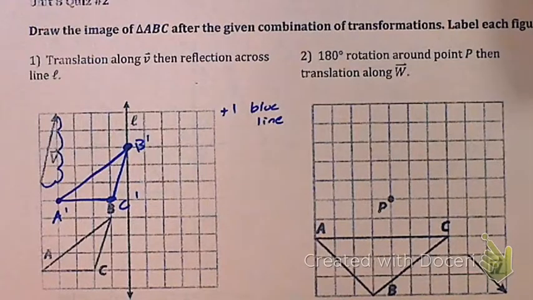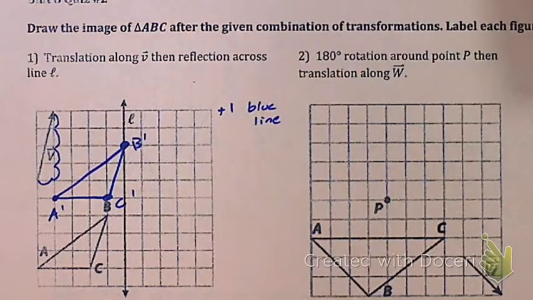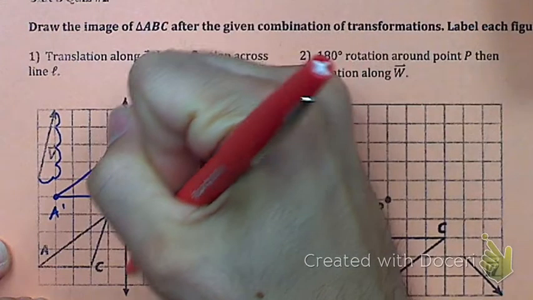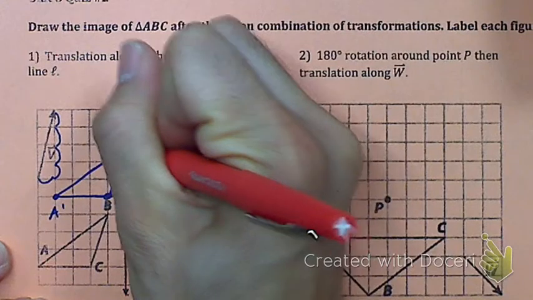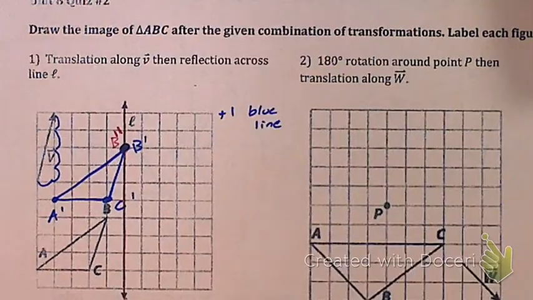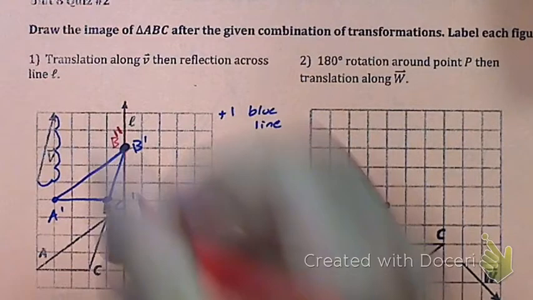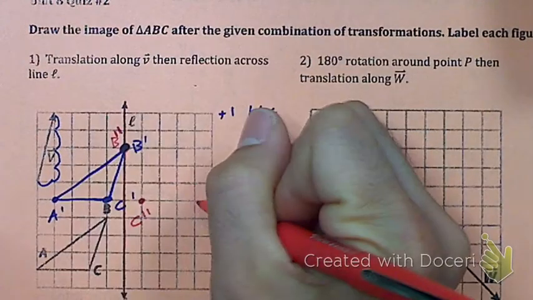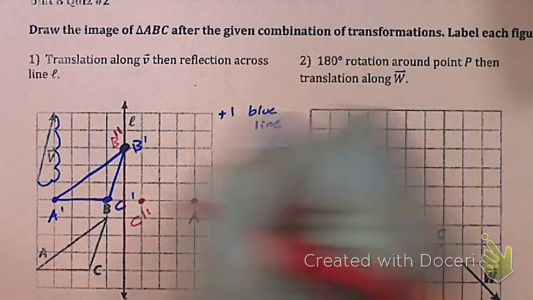Wait, so the A, which one was A? Next step said reflection across this line. So B stays there, become B what? B double prime. You just put 2 lines. C flips to over here to become C double prime. And then A double prime.